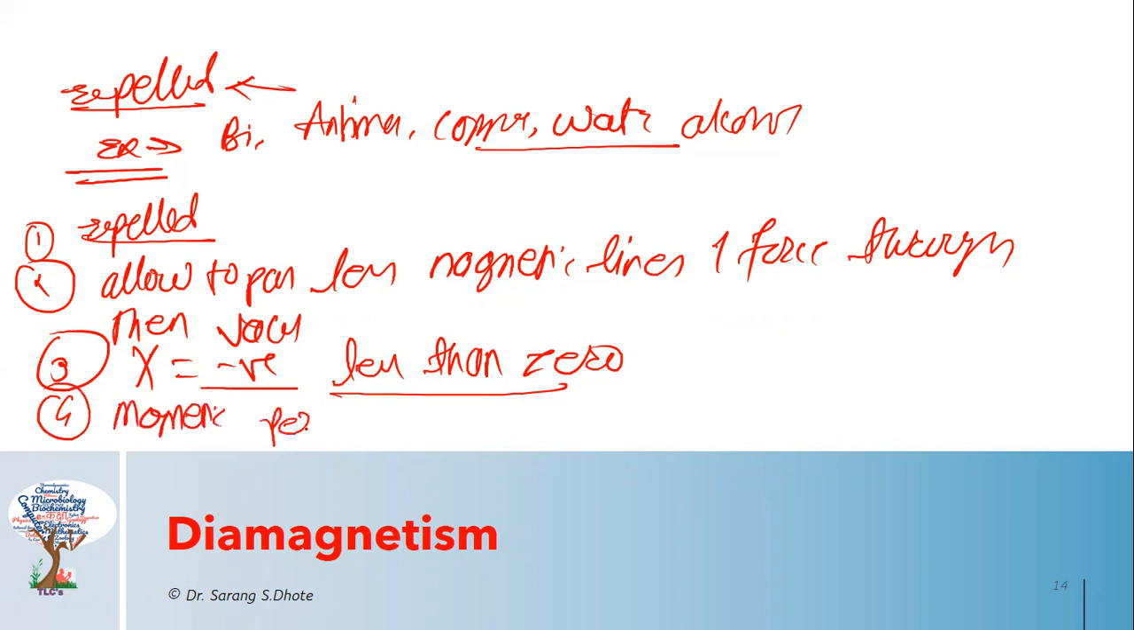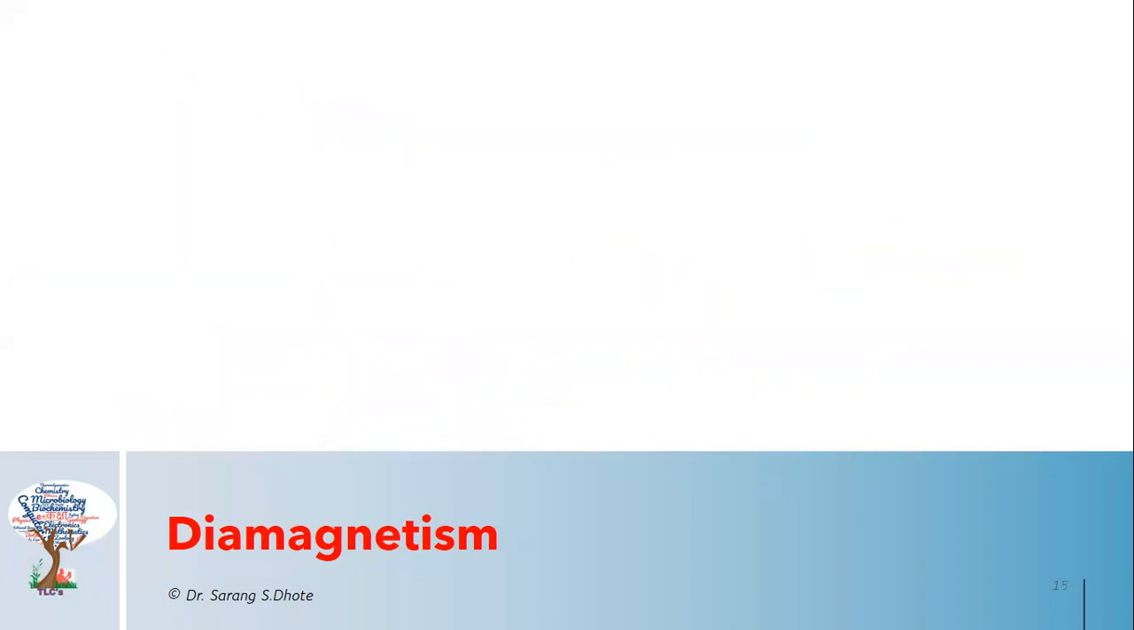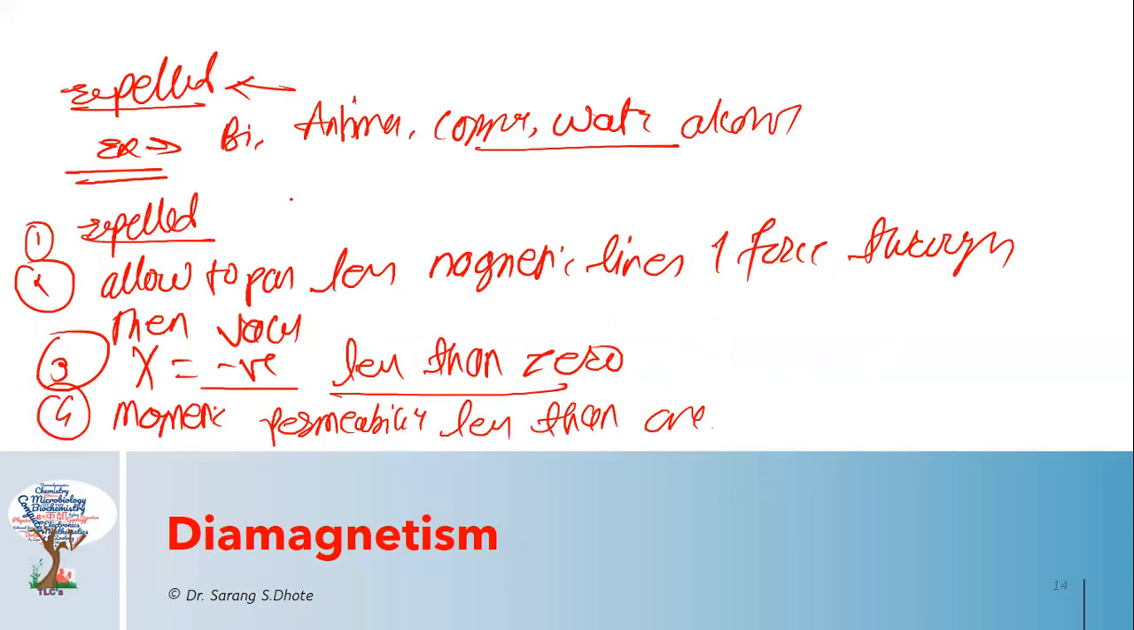Magnetic permeability is less than 1. Now, next, the magnetic moment of a diamagnetic substance. This diamagnetic property is due to the presence of paired electrons. As the number of paired electrons increases, the diamagnetic character increases.